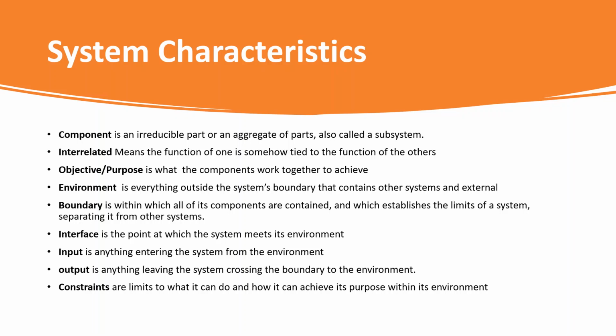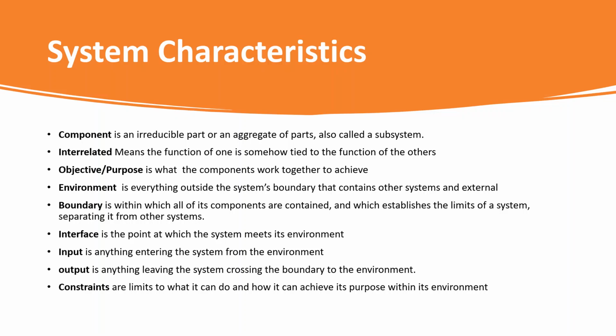Objective: every system achieves a certain purpose. All the components work together to achieve a purpose. Environment: every system exists in a certain environment. The environment is everything that is outside the system boundary. That can contain other systems and other external things. This is where the system usually gets its input from and gives output to.